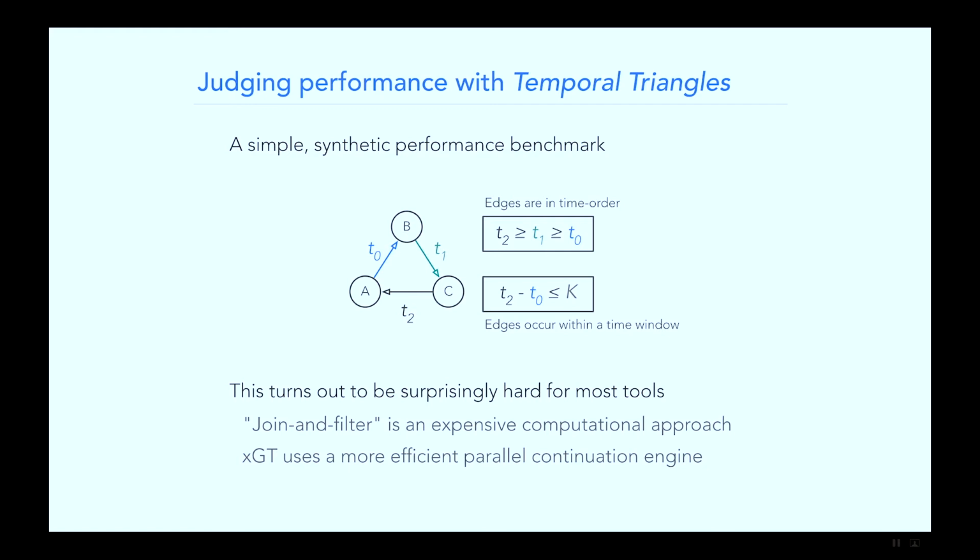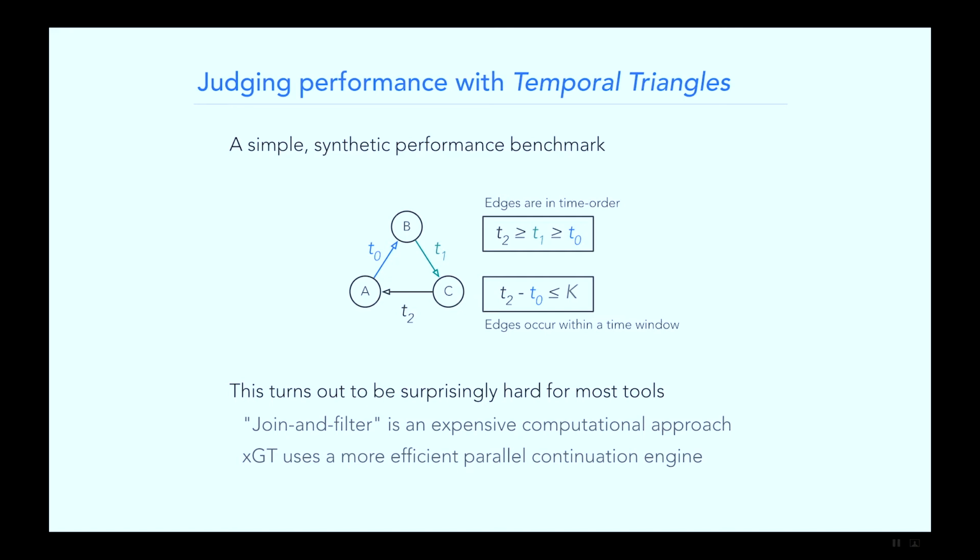One way we can judge the raw performance of xGT is with a benchmark called temporal triangles. This is a simple synthetic performance benchmark that we've invented just to demonstrate the performance implications of what graph pattern matching looks like. The pattern itself is a simple 3-vertex, 3-edge pattern. So the topology is a simple triangle. A talks to B, B talks to C, C talks to A, in that order. And all of these messages have to occur in time order. So T0, T1, T2, in that order, within a specific time window.